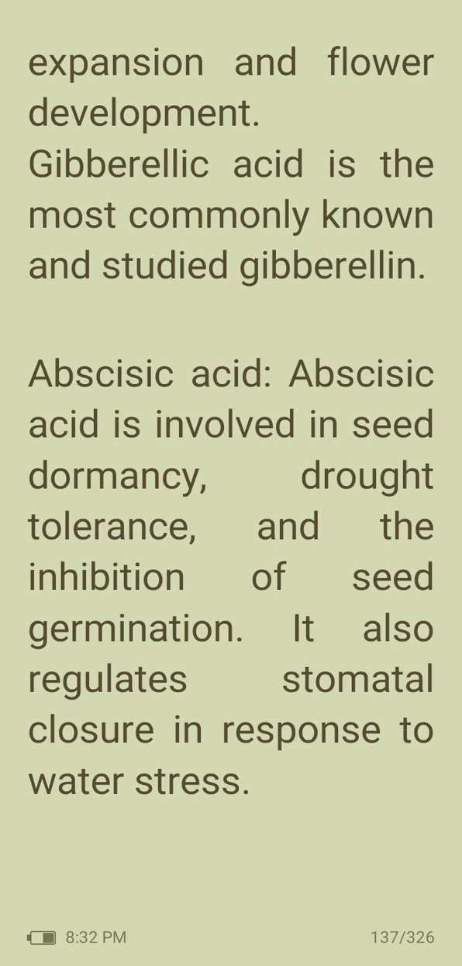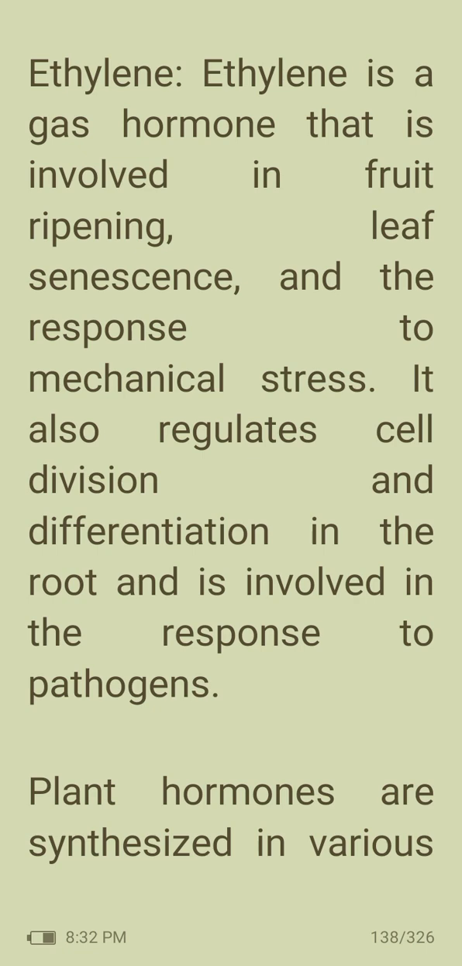Abscisic acid. Abscisic acid is involved in seed dormancy, drought tolerance, and the inhibition of seed germination. It also regulates stomatal closure in response to water stress. Ethylene. Ethylene is a gas hormone that is involved in fruit ripening, leaf senescence, and the response to mechanical stress. It also regulates cell division and differentiation in the root and is involved in the response to pathogens.